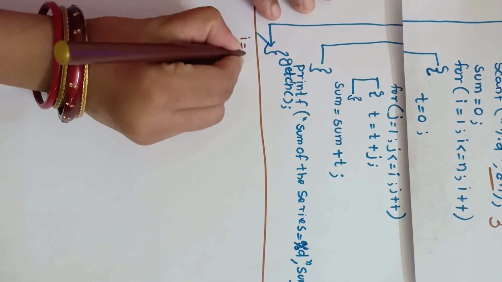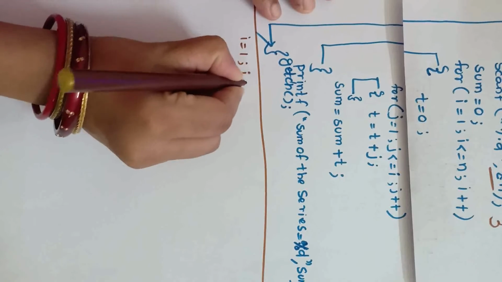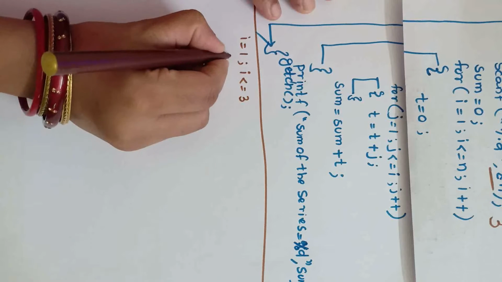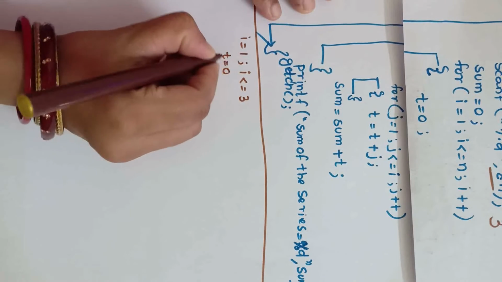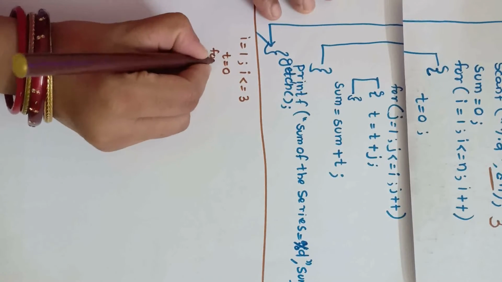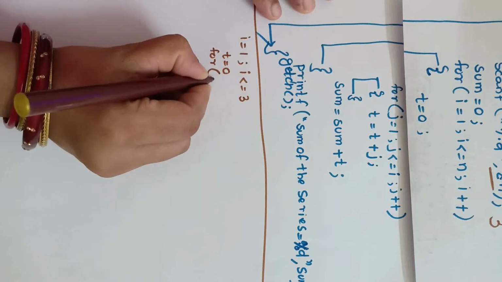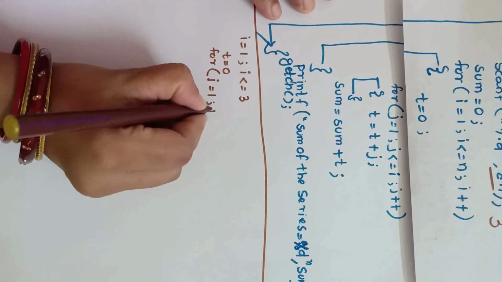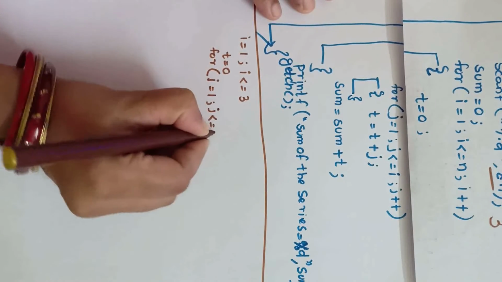So first is i equals 1. Is i less than or equal to 3? Yes, the condition is satisfied. Condition satisfied means we come to the next line, t equals 0. Then inside this there is another for loop, j equals 1 and j less than or equal to i.